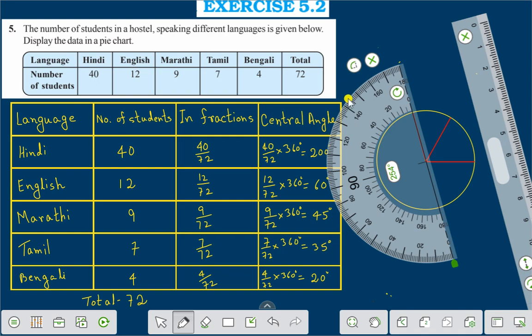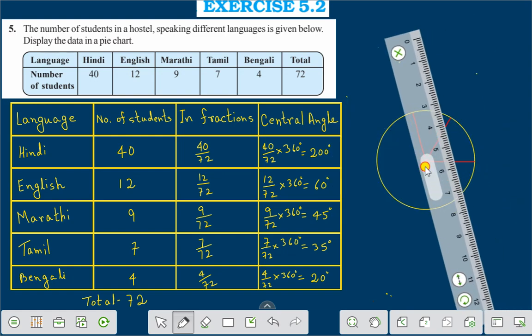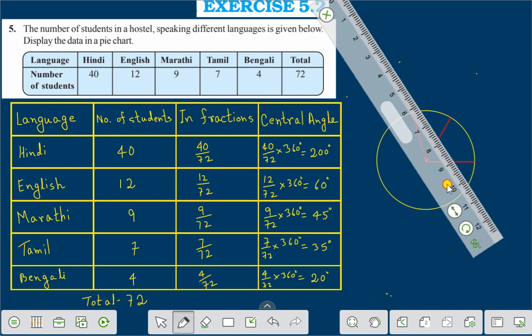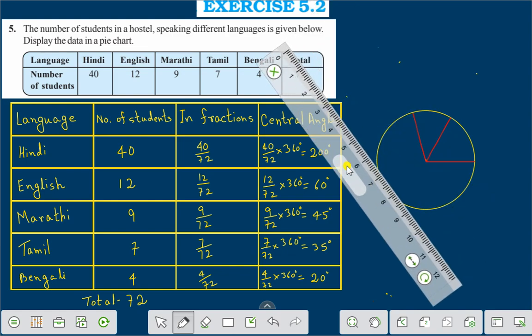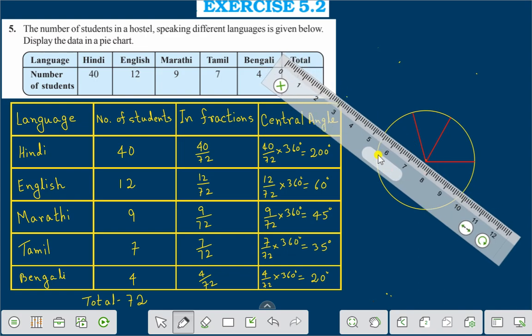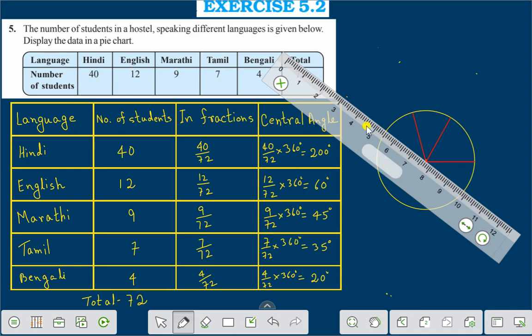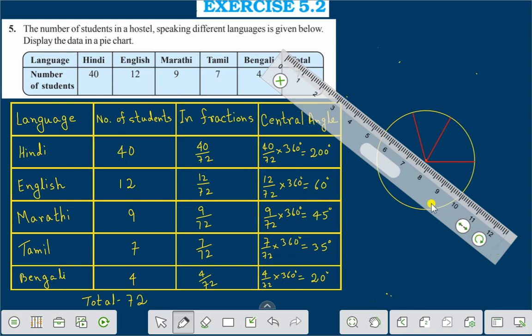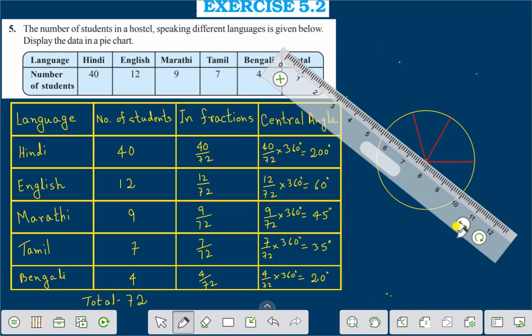This is exactly 35 degree. With the help of a ruler, make an angle of 35 degree. This is 35 degree. This is exactly 35 degree.